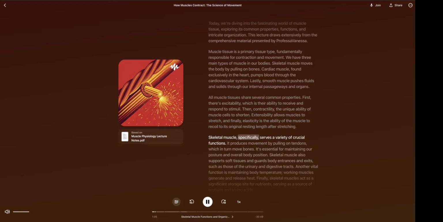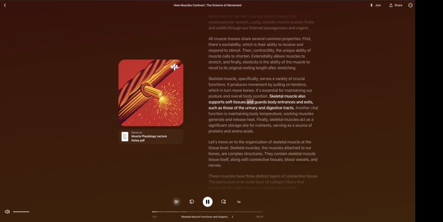Skeletal muscle, specifically, serves a variety of crucial functions. It produces movement by pulling on tendons, which in turn move bones. It's essential for maintaining our posture and overall body position. Skeletal muscle also supports soft tissues and guards body entrances and exits, such as those of the urinary and digestive tracts. Another vital function is maintaining body temperature. Working muscles generate and release heat. Finally, skeletal muscles act as a significant storage site for nutrients, serving as a source of proteins and amino acids.